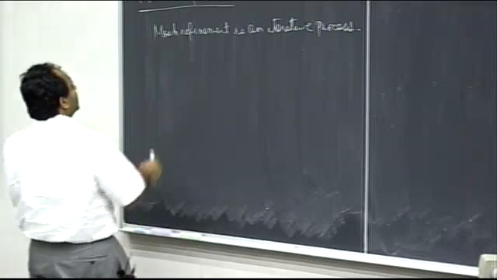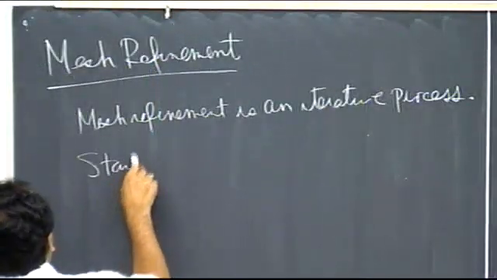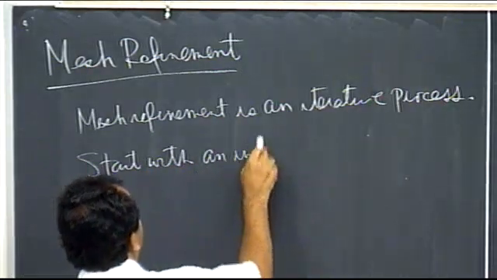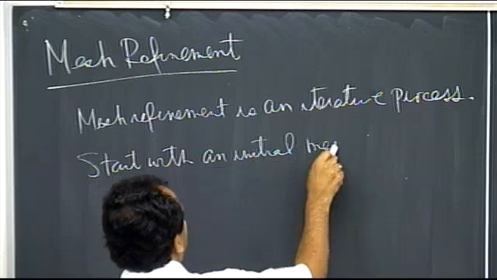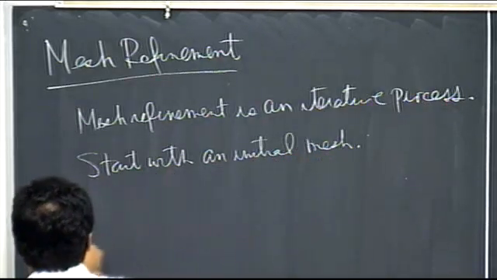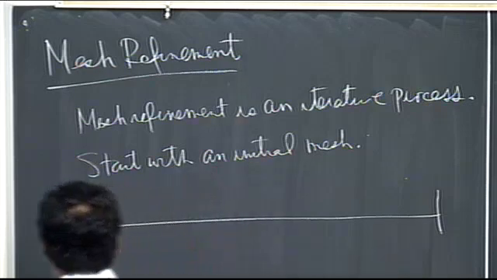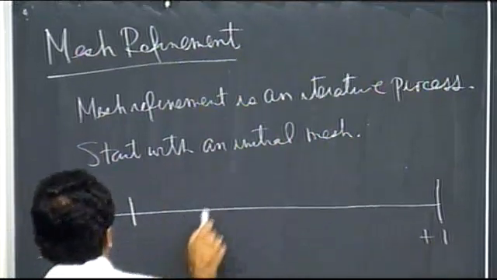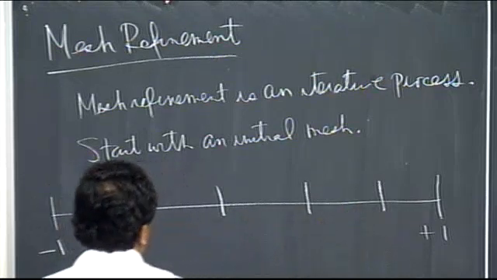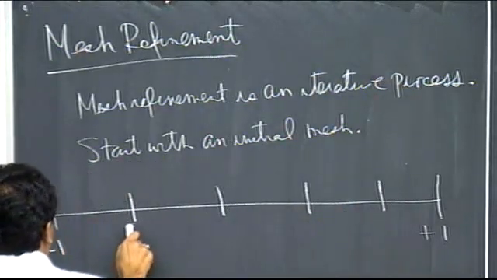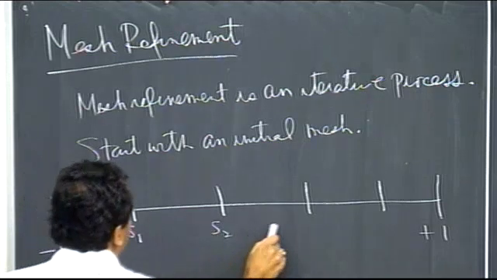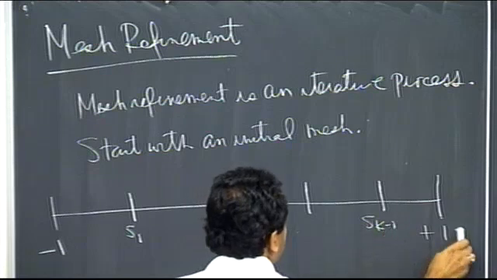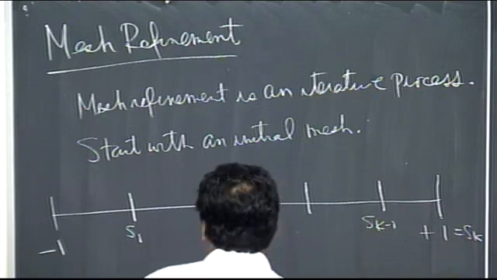Okay, so the way it works is this: start with an initial mesh. This mesh could be anything, but because of the way we've done it, this mesh is on -1 to +1. So I've picked a mesh. I don't know what this mesh is, it could be anything. So this is S1, S2, up to S sub k minus 1, and this, of course, is S sub k, and this is S sub 0.